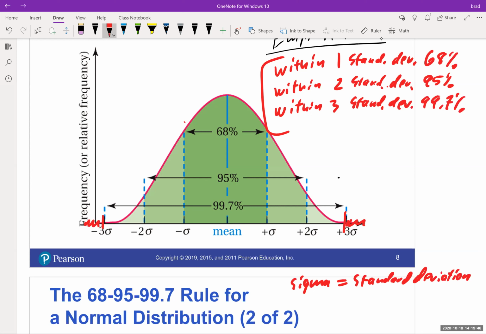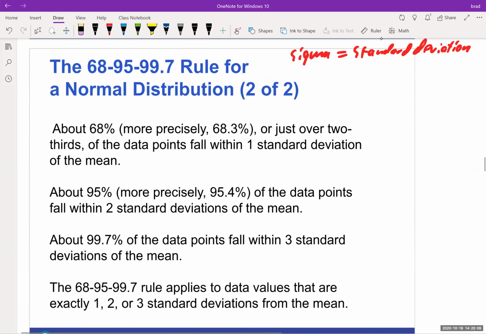So if somebody asks you, is it possible that you score more than 3 standard deviations above the mean on your test? The likelihood of you doing that is 0.15%, half of the little bit of area that's left over on the side. So there's very little values over on this side. There's almost nothing over there. Almost 0%.